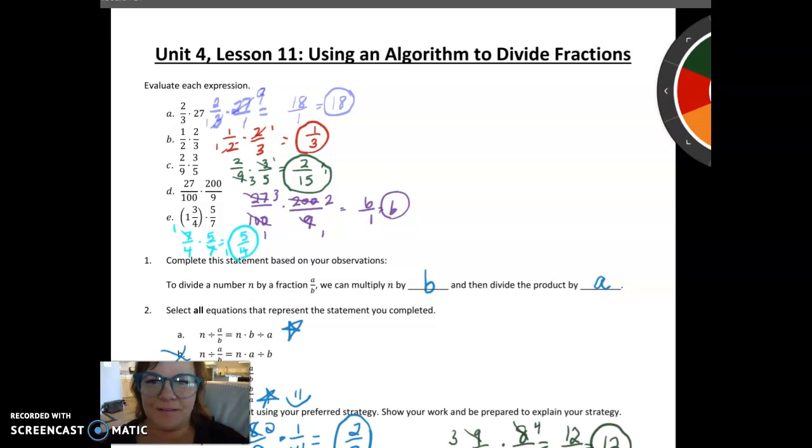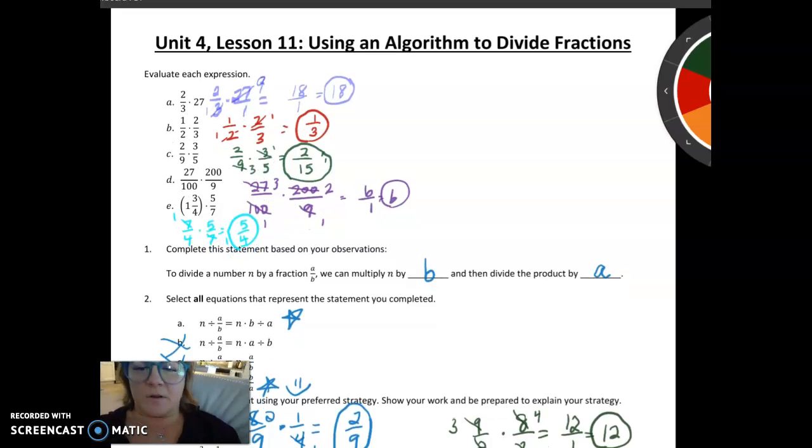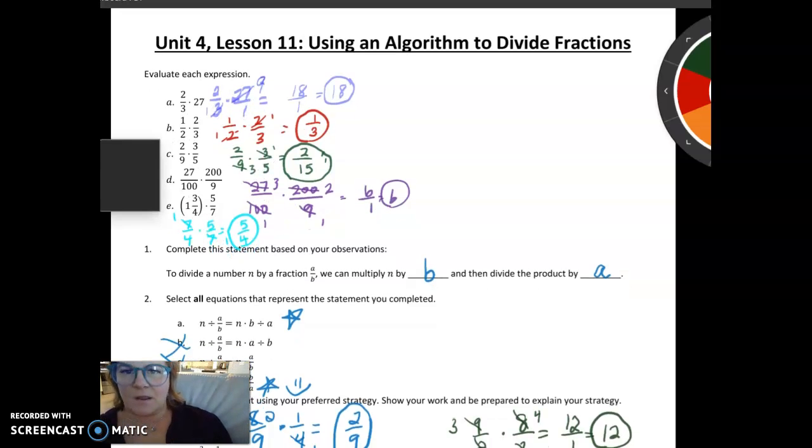I'm going to talk about lesson 11. This time we are using our standard algorithm to divide fractions. So remember we've come about the standard algorithm by solving problems and figuring out what we do with the denominator of our divisor with the original fraction that we start with. And so we're going to go through all these problems based on what we've already figured out in the previous lessons. All right, so here we go.